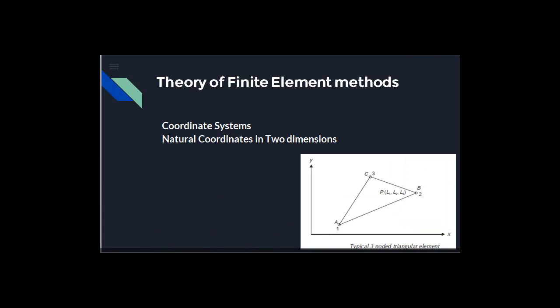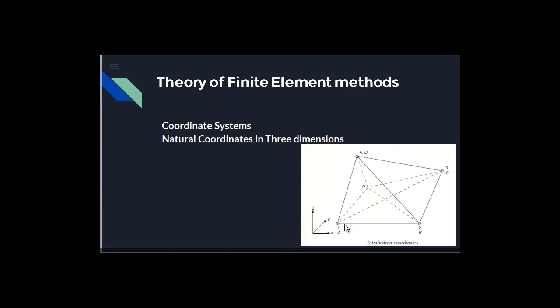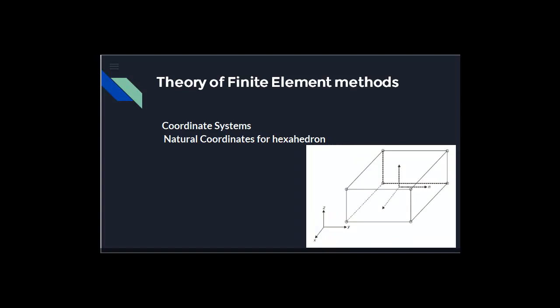This is the image that shows the natural coordinate system in 2 dimensions for a triangular element. Similarly, this is the natural coordinate system for a rectangular element. Here is the natural coordinate system in 3 dimensions. This is a tetrahedron that has the natural coordinates in 3 dimensions. Similarly, the natural coordinates for a hexahedron.